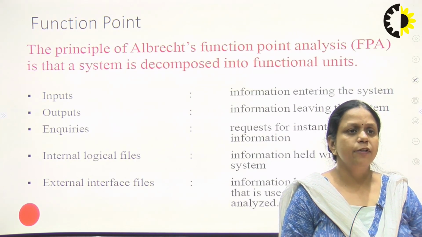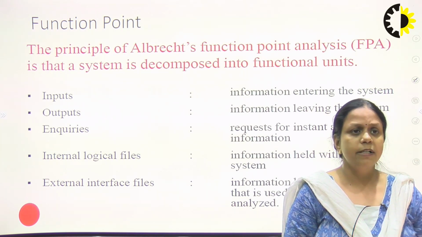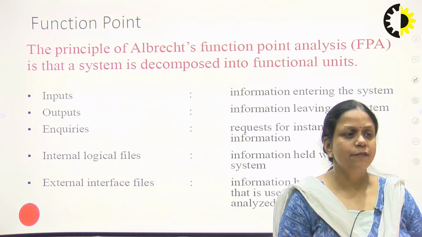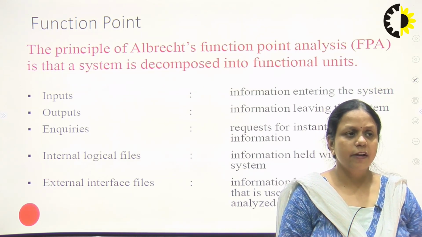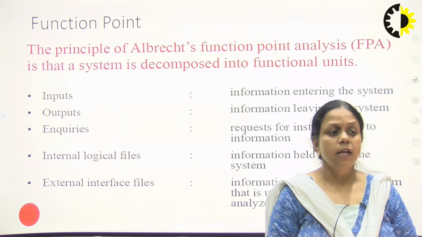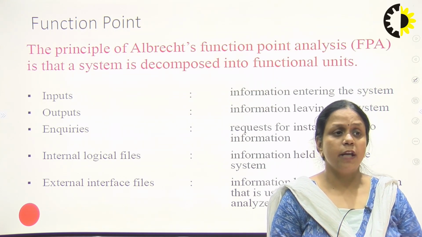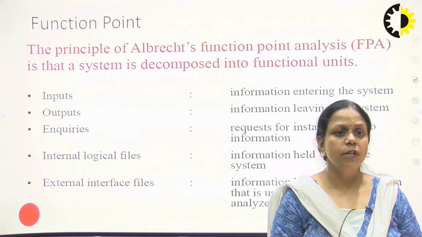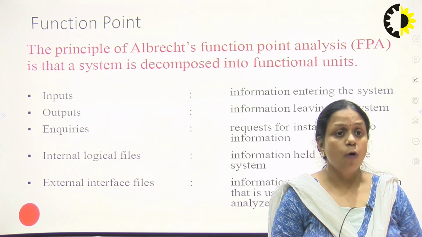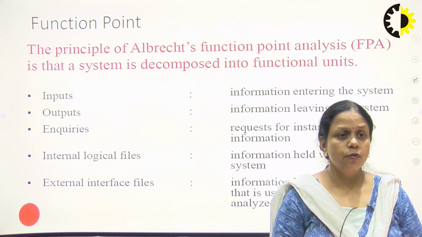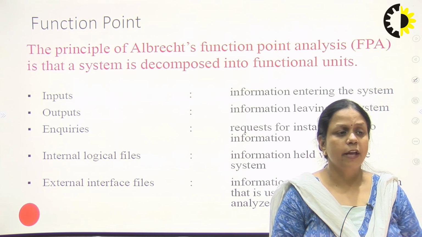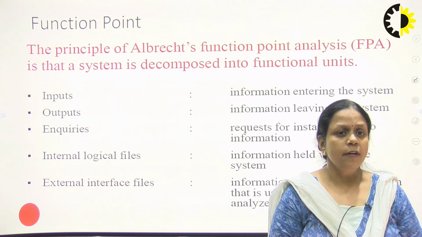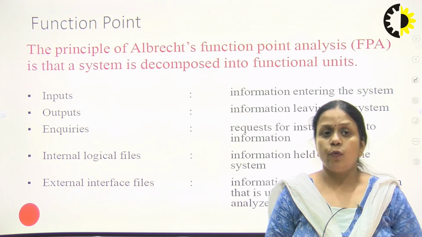In Albrecht's function point, we have to calculate five factors. What are these factors? First, the inputs. Inputs means the number of inputs that can be entered into the software, or information entering the system. Next is the output. Output means the number of outputs we can get from the software, or information leaving the system.